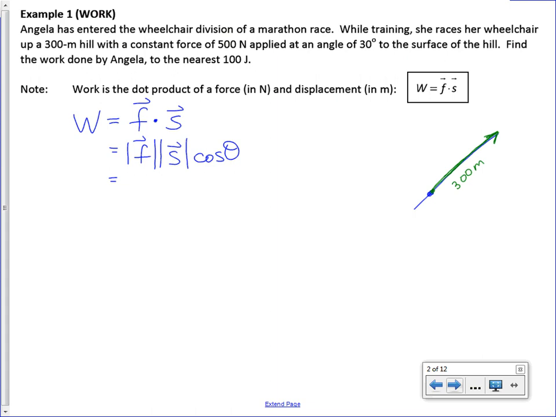And then she's applying a force at an angle of 30 degrees to the surface of the hill. So there's an angle between the force and the displacement, right? If you're in a wheelchair, when you're pushing, you're really using a motion that's kind of going on an angle like this to move forward. It's not like someone's pushing her up the hill right behind her. She's using her own arms to push the wheels, and she has to push at an angle to make the wheels turn. Is this making sense?